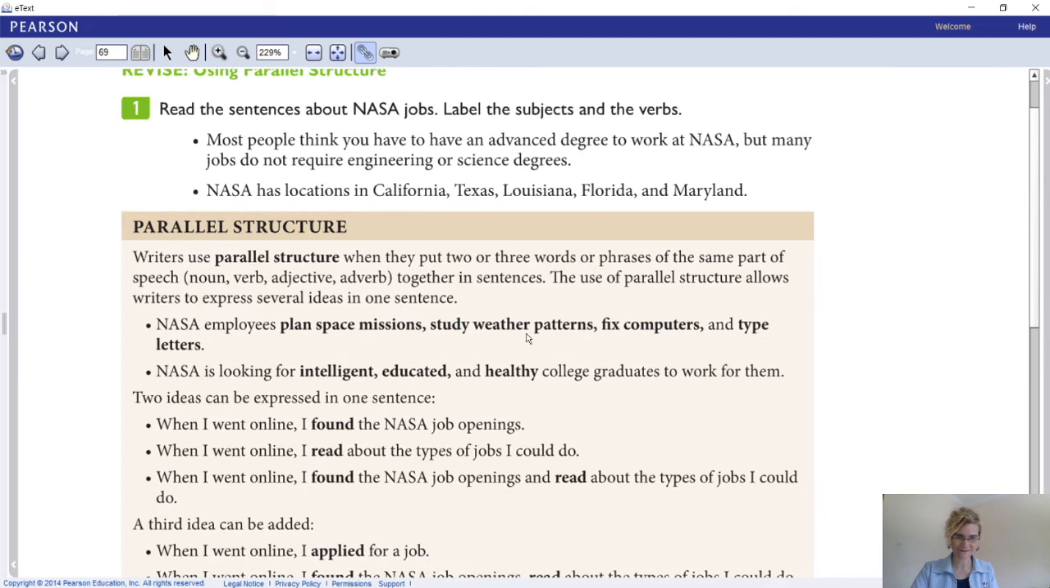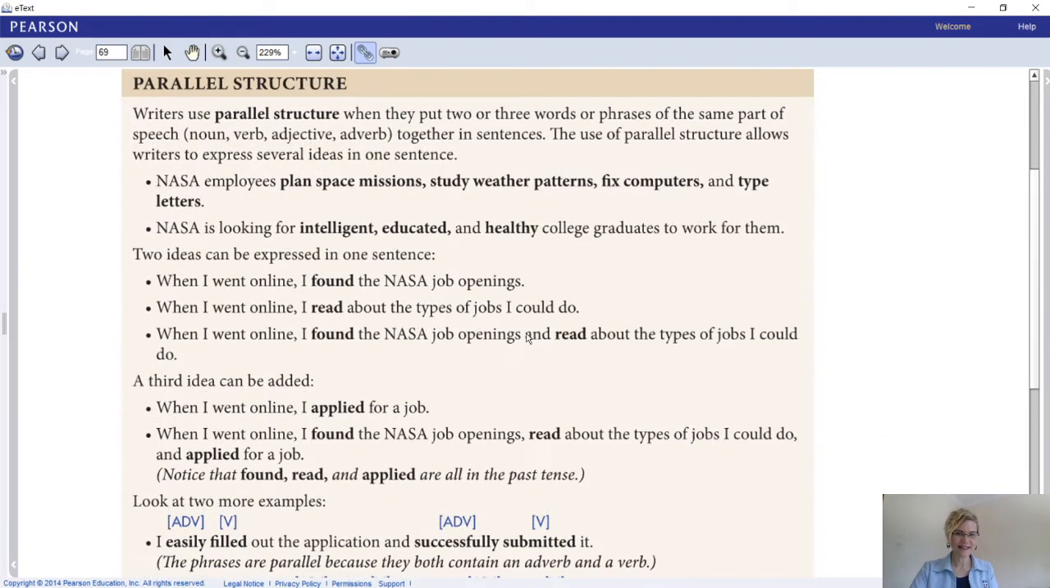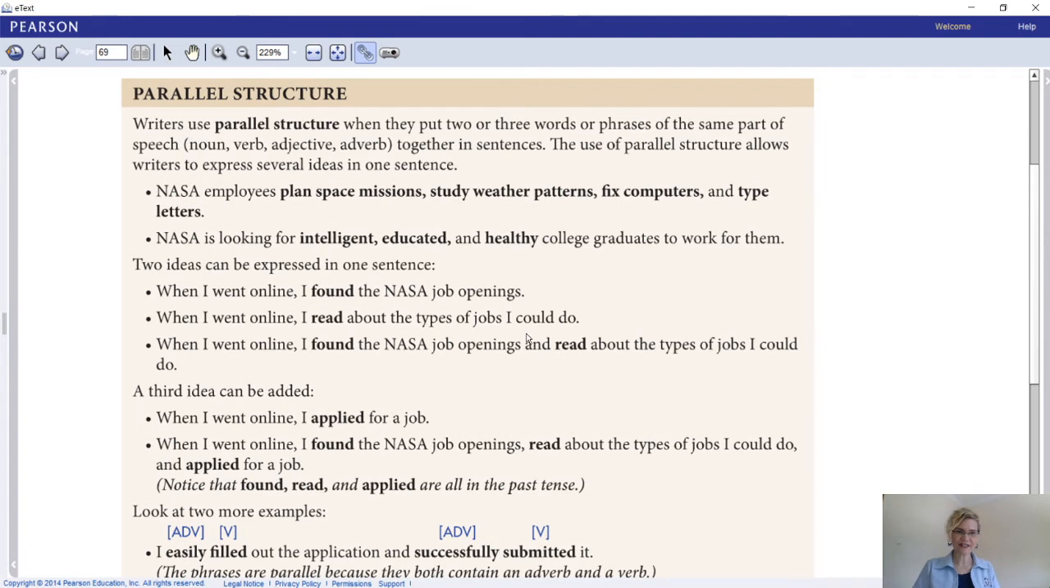And that brings us to parallel structure. Writers use parallel structure when they put two or three words or phrases of the same part of speech, like nouns, verbs, adjectives, adverbs, together in a sentence. The use of parallel structure allows writers to express several ideas, but in one sentence. But you gotta write it parallel.